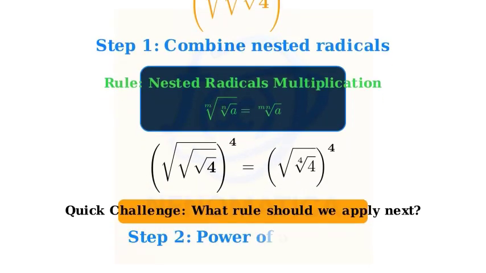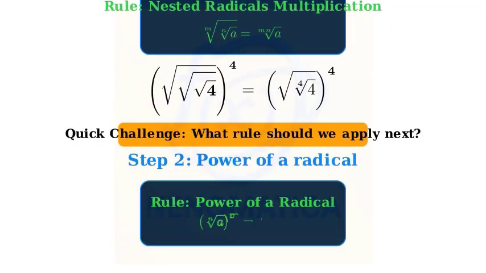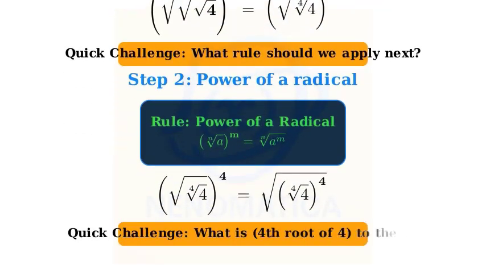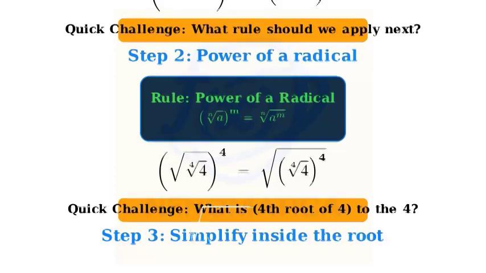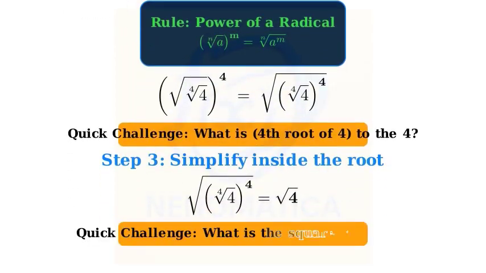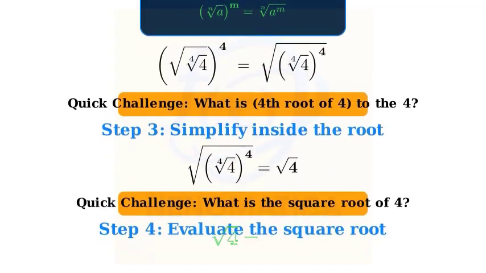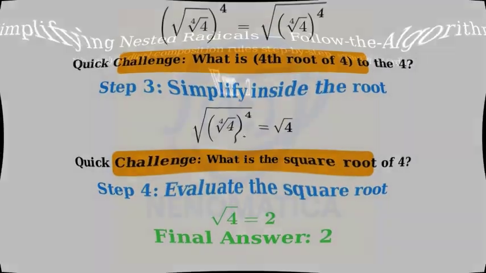Step 2. Apply the power of a radical rule. The nth root of A, all raised to the m, equals the nth root of A to the m. We move the 4th power inside the outer square root. Step 3. The 4th root of 4 raised to the 4th power is 4. Therefore, the entire expression becomes the square root of 4. Step 4. The square root of 4 equals 2. That is our final answer.